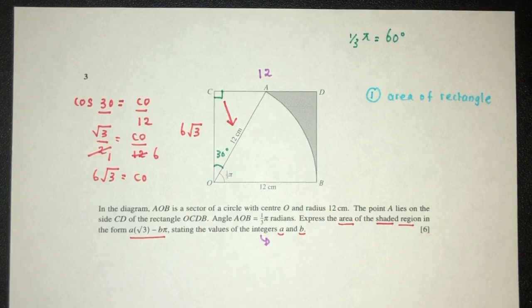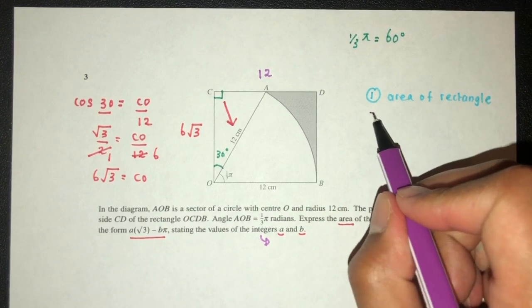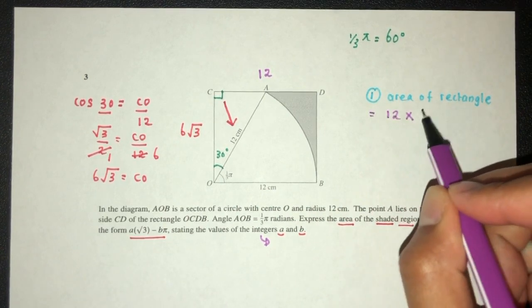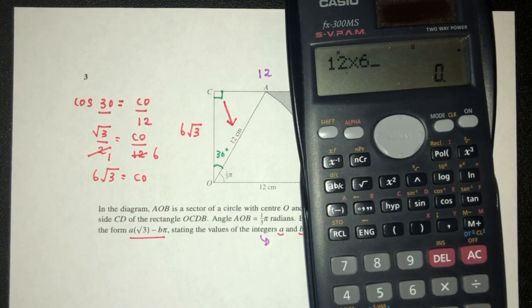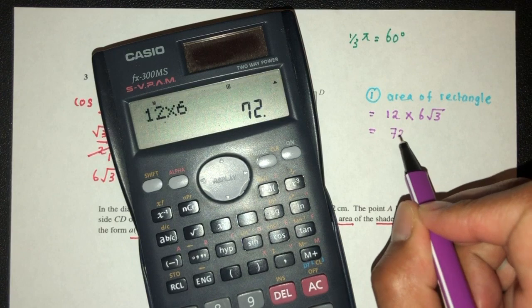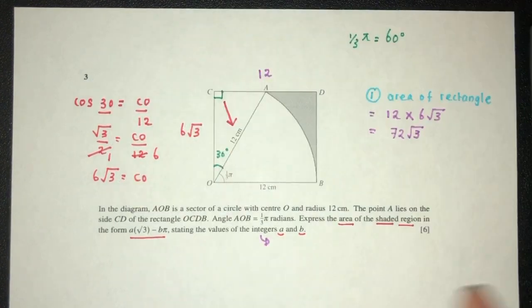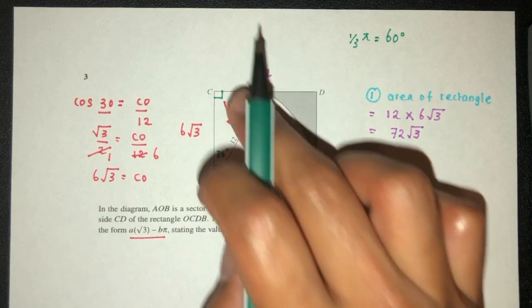So now we can find the area of the rectangle. That should be length times width. So 6 times 12 will be 72. Let's check. It is 72. 72 root 3 will be the area of the whole thing. Now obviously we don't need this area and this area.